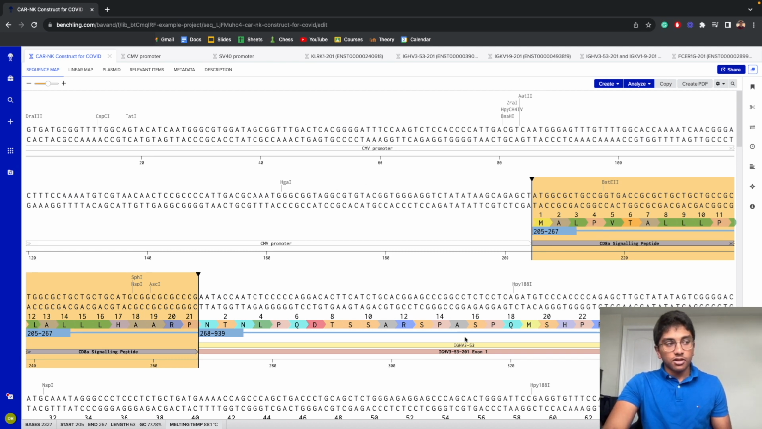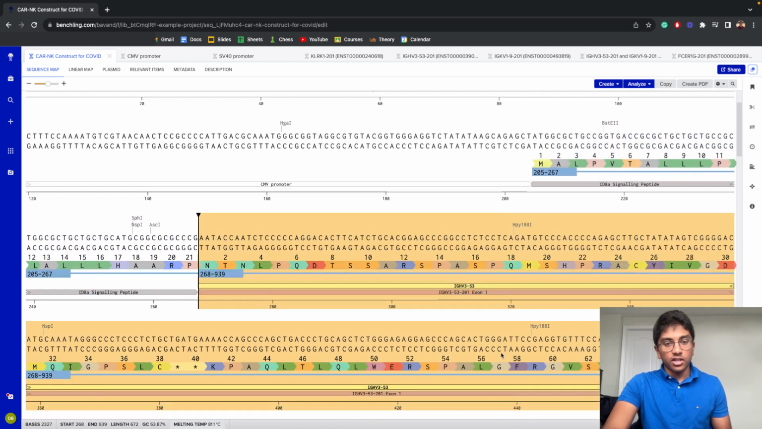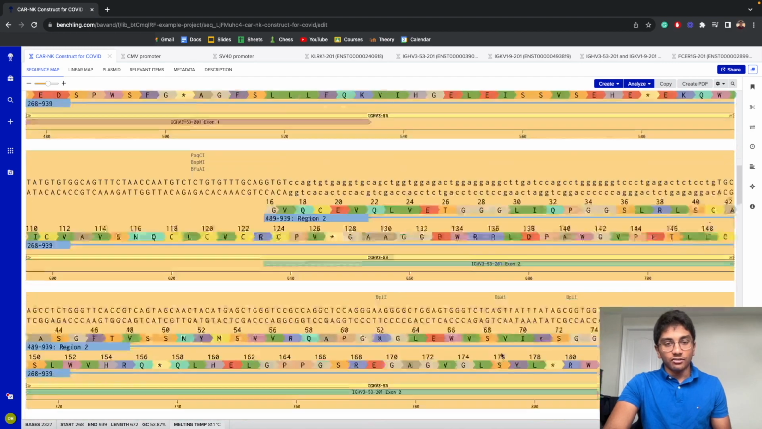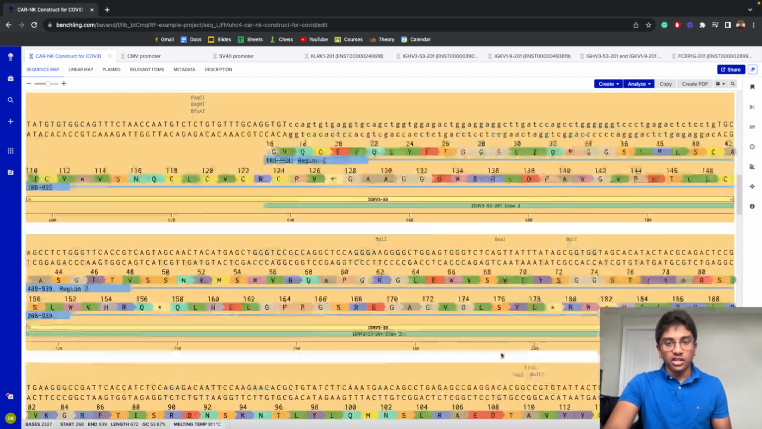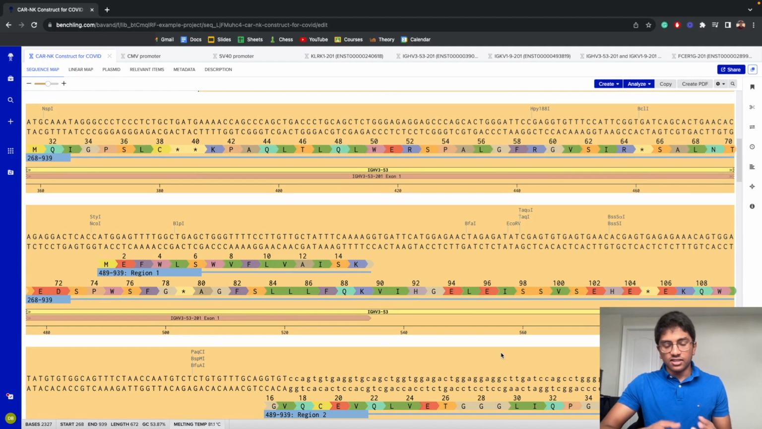And then the next part is the SCFV, and this part I've highlighted, which is really long, is the heavy chain. The SCFV is really the most important part of the CAR because it's the part that's going to be detecting the COVID-19 proteins. These COVID-19 proteins, called spike proteins, will be detected by the SCFV, which is going to tell the NK cell to release certain chemicals to kill that COVID-19 infected cell.